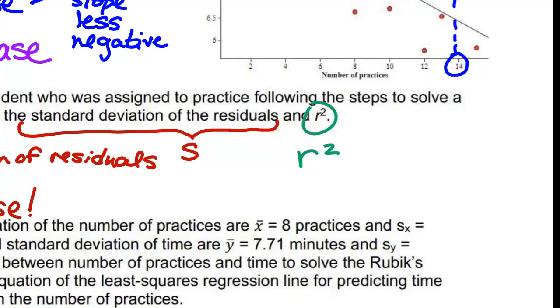Without that point, what do you think? Does that look like a reasonably strong association or no? Yeah. With that point, is it as strong? No. So what's it going to do to my r squared? Decreases it.